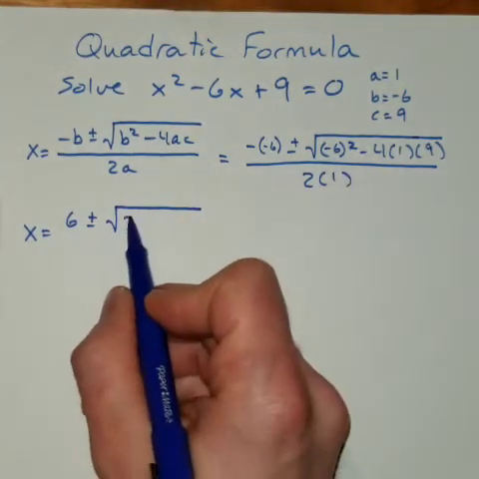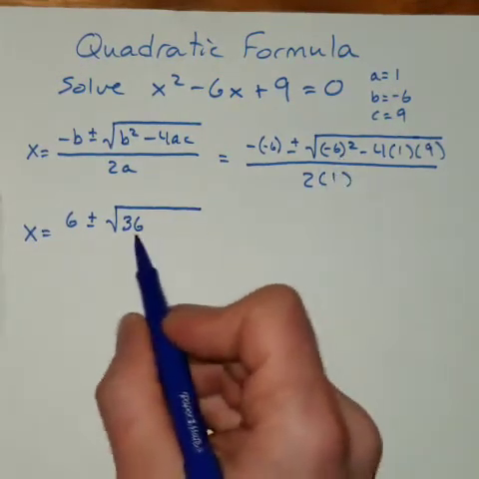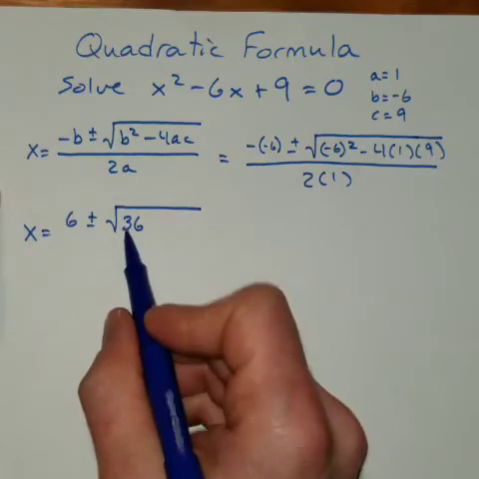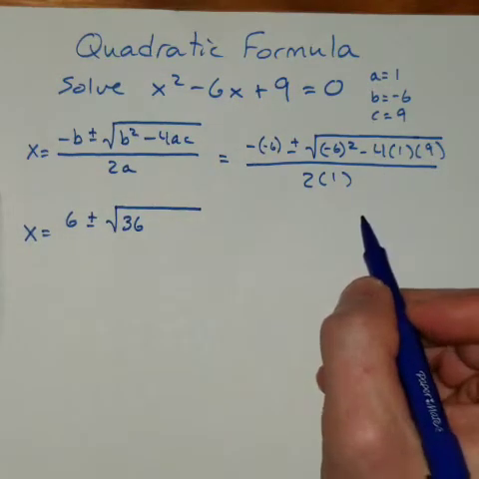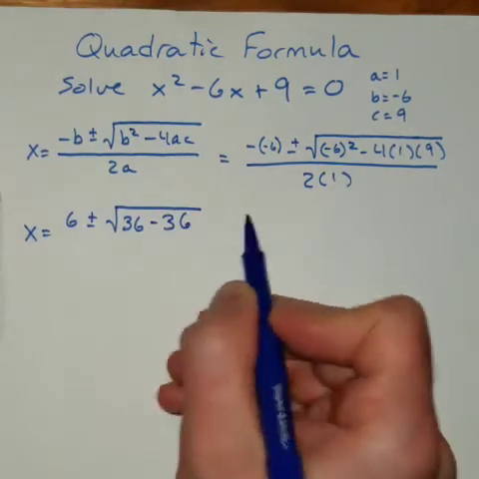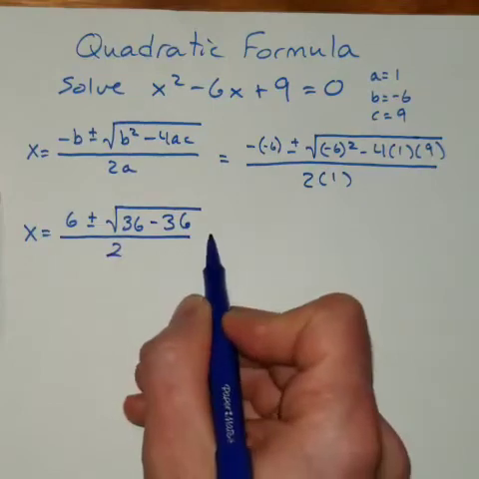Alright, so next step, double negative makes +6. -6 squared is +36. Always going to have a positive in this first term, unless it's 0. But no, you'll never have a negative there. -4 times 9 is -36. Interesting. Then I'm going to divide by 2.